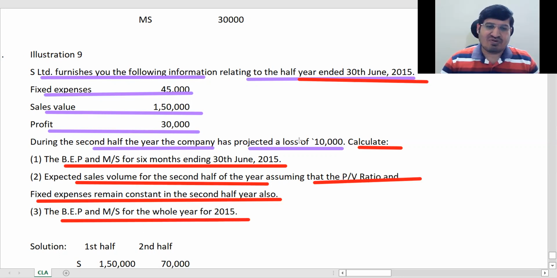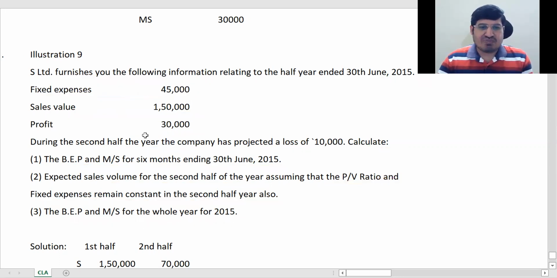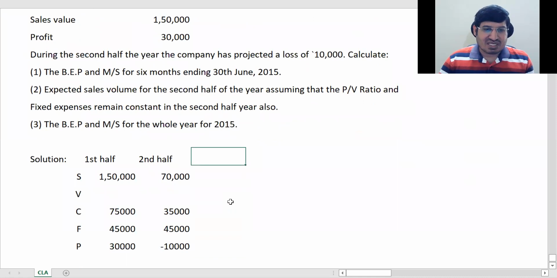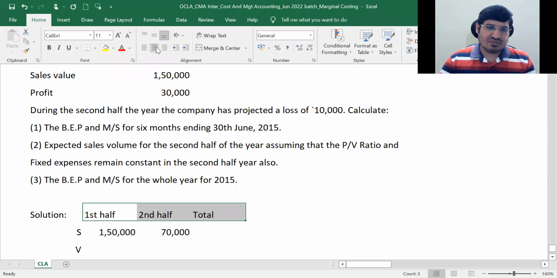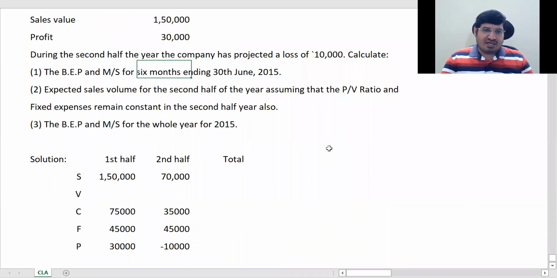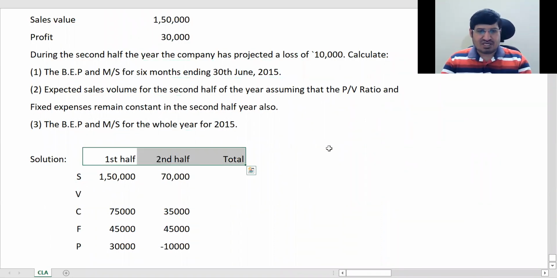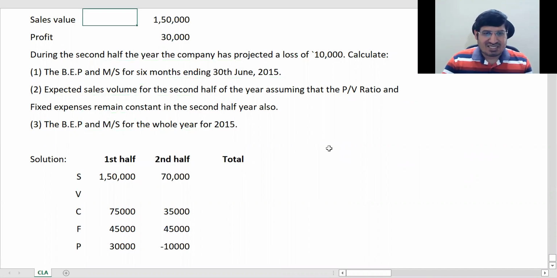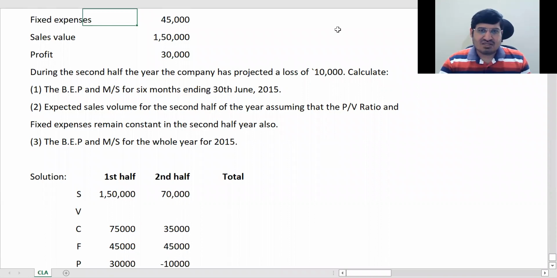So what we have to do is prepare the statement for first and second half and total, like we did last time. This is first half, this is second half, so this is total. So this is our first half, second half, total. So just put the data as it is. I've just put the data in.